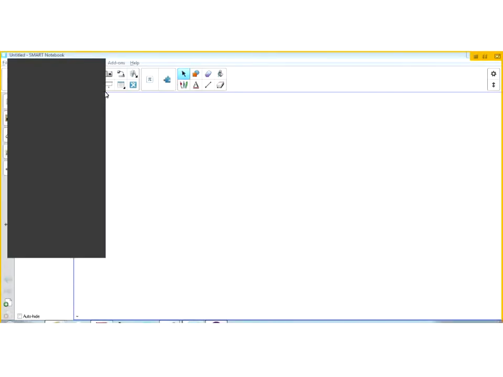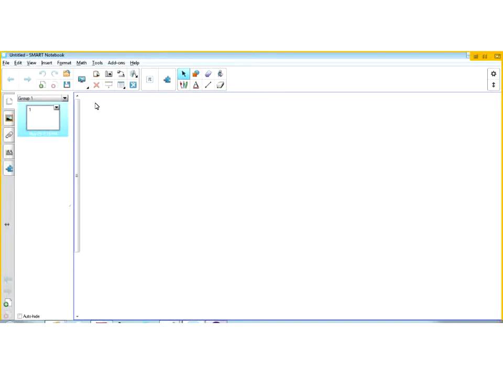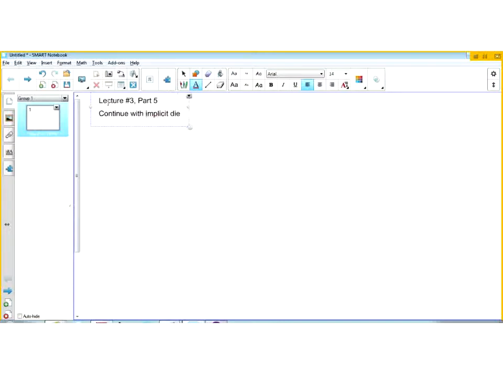Okay, so we're going to continue where we left off last lecture. This will be lecture number 3, part 5. And we're going to continue with implicit differentiation. The last problem we worked was the derivative of the inverse secant function.